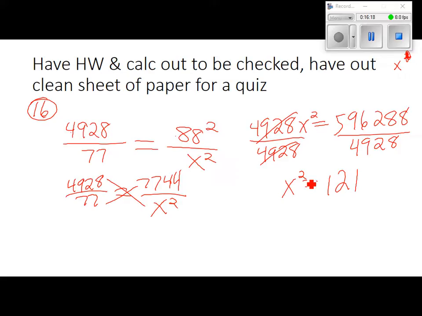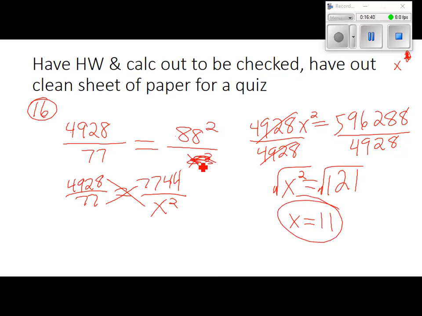The inverse or the opposite of squaring something is taking the square root. So I take the square root of this. What's the square root of x squared? What times what gives you x squared? X. And if I take the square root of this side, what do I got to do to the other side? Take the square root. What's the square root of 121? 11.